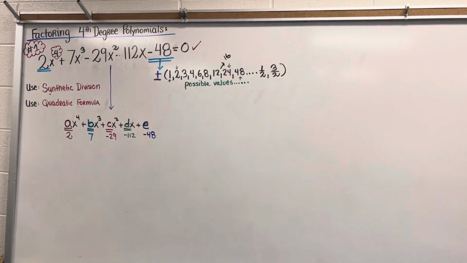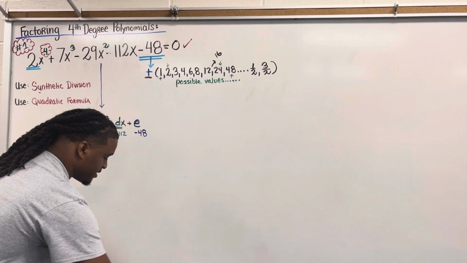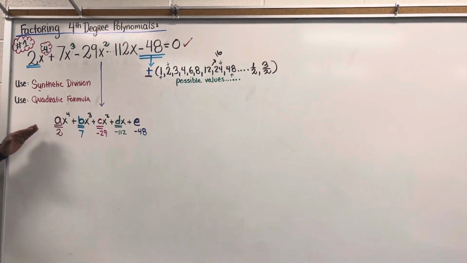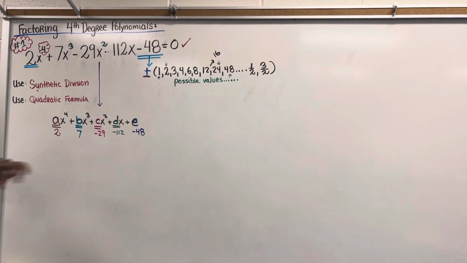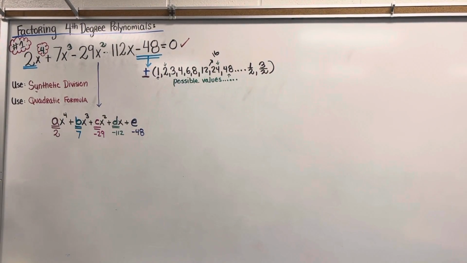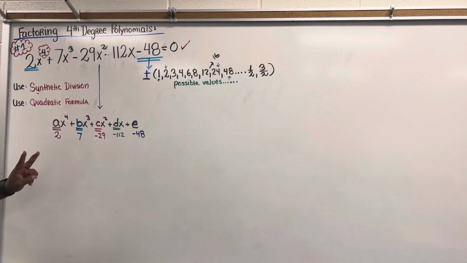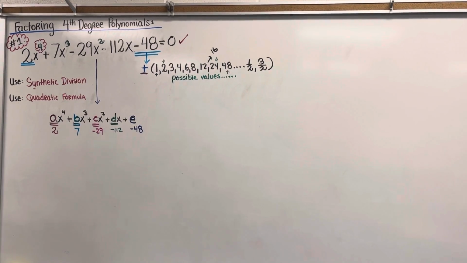So now we're about to start the next important step, which is synthetic division. We're going to use synthetic division to find out 2 of the possible values. It's going to be 4 values, but we're going to go down to 2, and then for the last 2, we're going to use the quadratic formula, because there are different ways that you can do this.